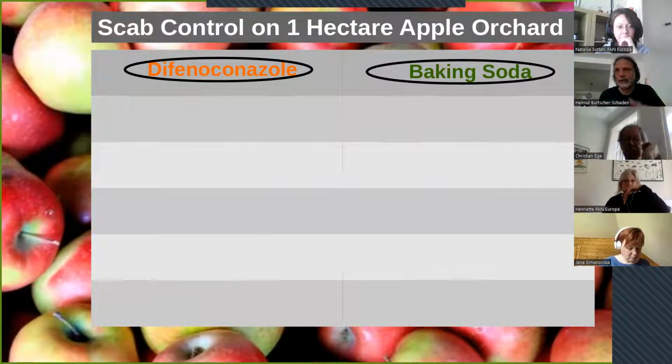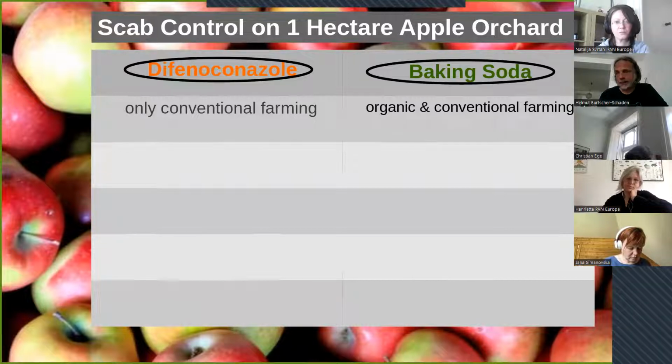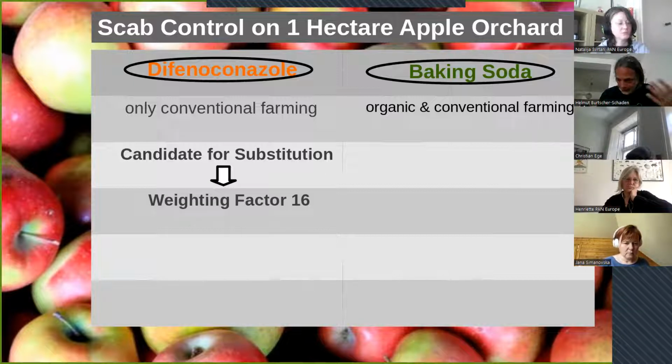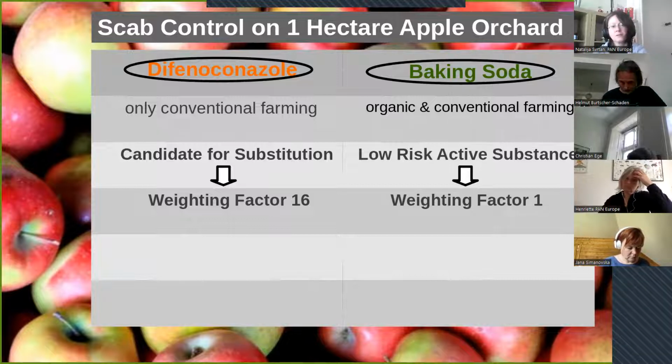Scab control on 1 hectare apple orchard. The data I used, I took from the Austrian Register on Plant Protection Products. It's called like that. It's not called Register for Pesticides. Difenoconazole, a candidate for substitution, is only applicable in conventional farming. Baking soda is also, of course, applicable in organic farming. Difenoconazole is on the scale of the most hazardous pesticides, because it's a candidate for substitution and therefore gets the weighting factor 16. So this is a proxy for a more toxic substance and should indicate more risk. Baking soda gets only weighting factor 1, which is the lowest possible weighting factor, indicating low risk.